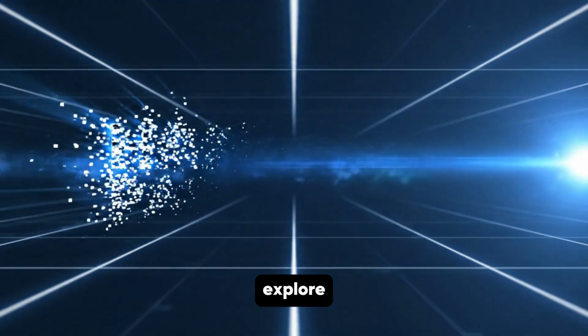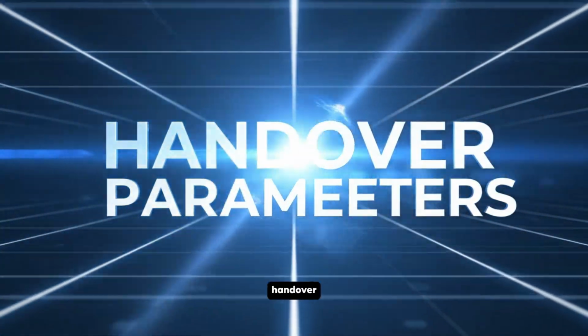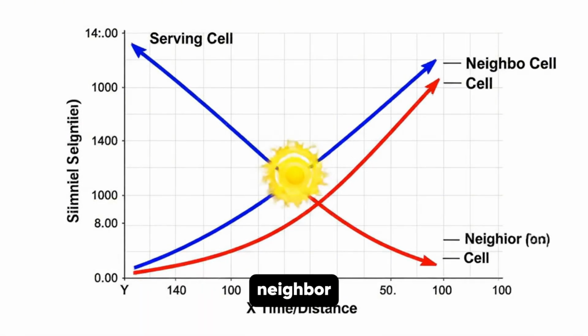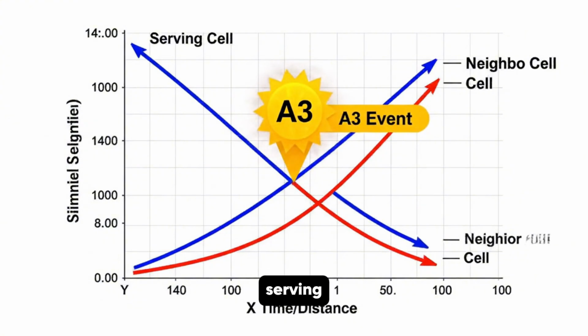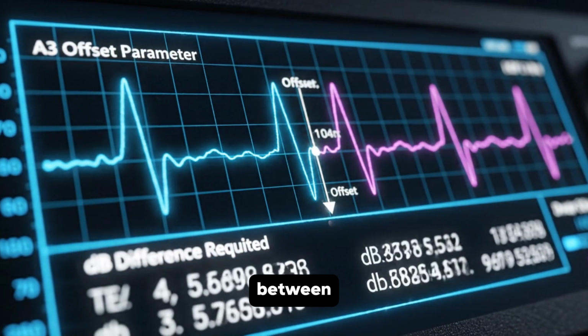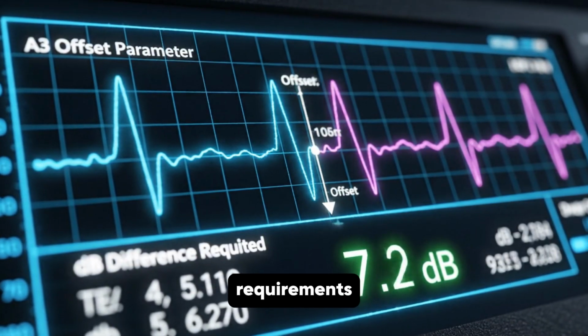Now let's explore the critical parameters that network engineers use to optimize handover performance. The A3 event is triggered when the neighbor cell signal becomes better than serving cell by a specific offset. This offset is typically set between 1 and 5 decibels, depending on network conditions and requirements.